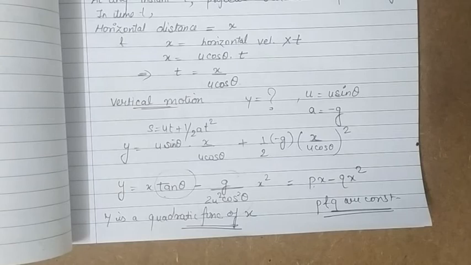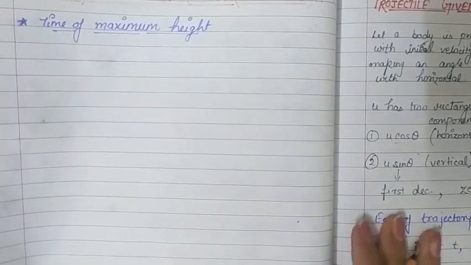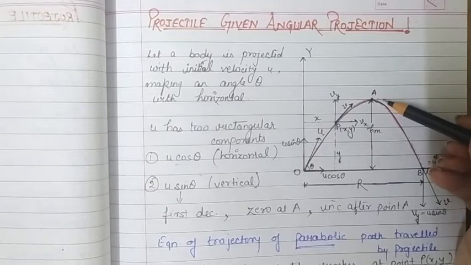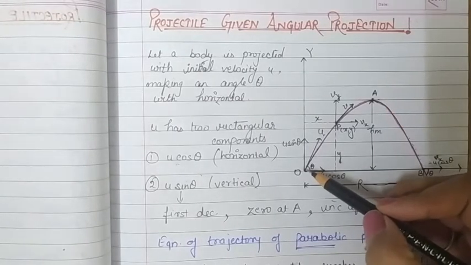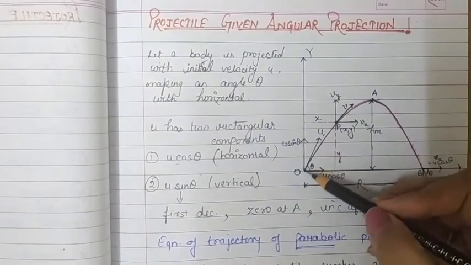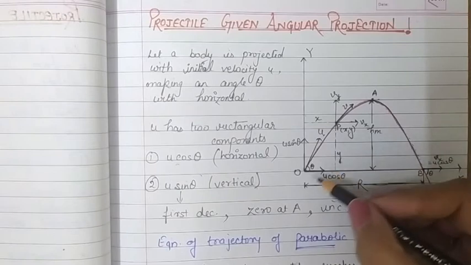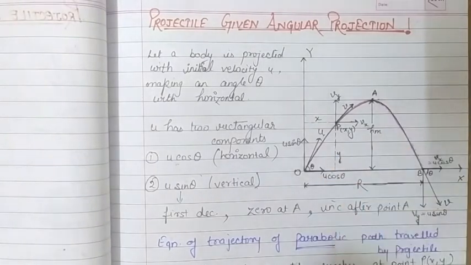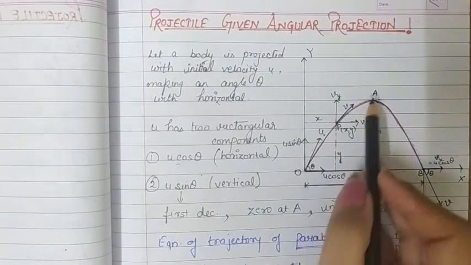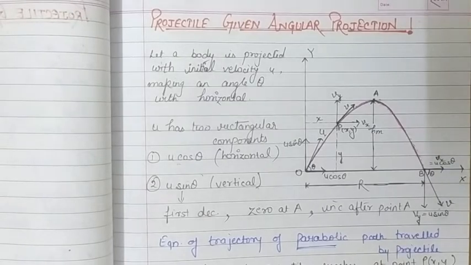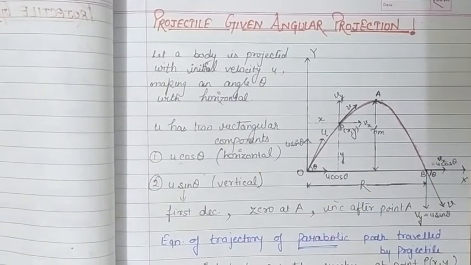Next thing that we have to find is the time of maximum height. Here we have point A as the maximum height point. So we want to find the time in which the projectile moves from O to A. During this time, when the projectile reaches the highest point, its velocity becomes 0. This fact we have to use to find the time of maximum height.